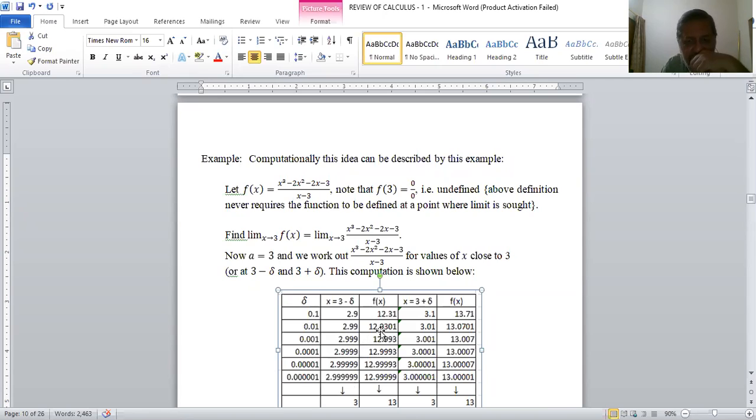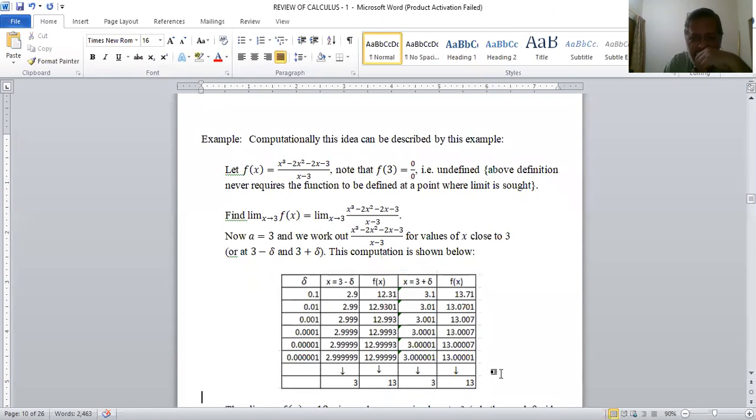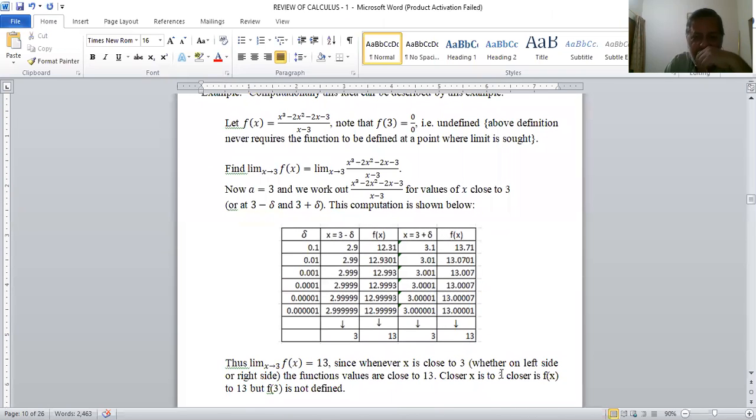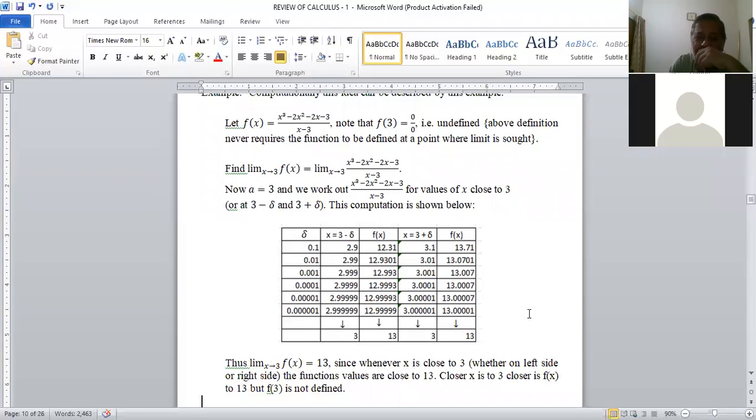And we see that function values become what? They are coming closer and closer to 13, both on the left side, 3 minus delta, and the right side, 3 plus delta. I don't know how many of you have actually done this kind of computation when you first studied limit at IBA. Did anybody? Yes, we did in calculus. Good. That's good.